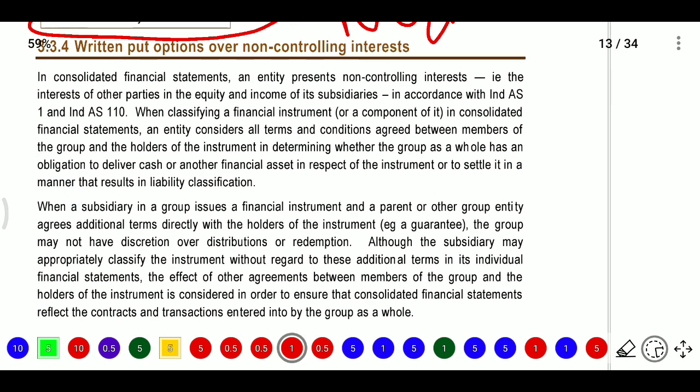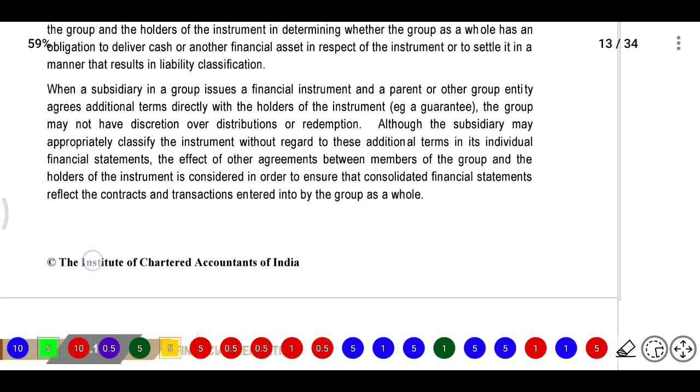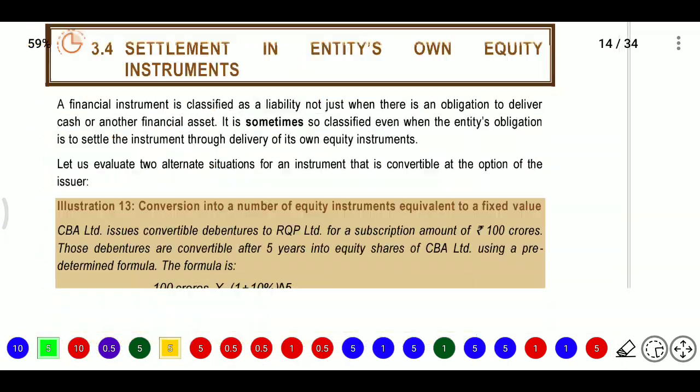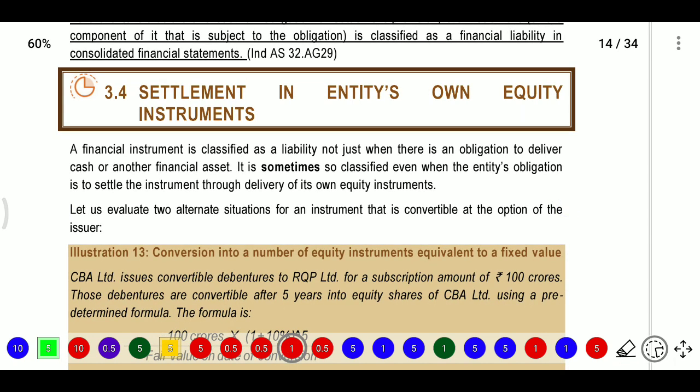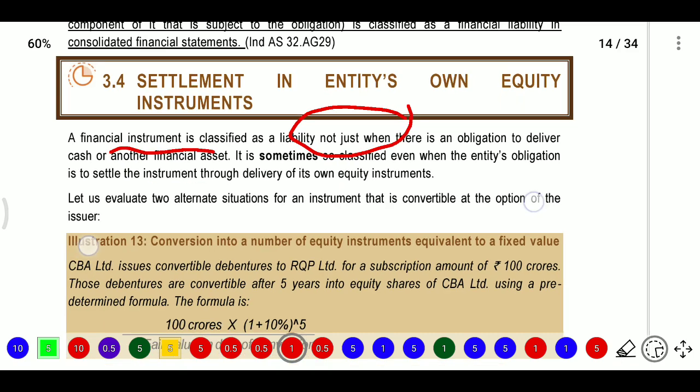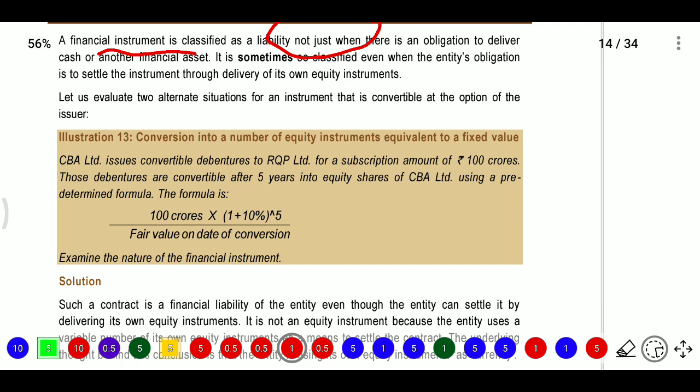So we will see, Ind AS 101 means first-time adoption of Ind AS, and Ind AS 110 means consolidated financial statements. Now, settlement in the entity's own equity instruments. Here an entity's financial instrument is classified as a liability not just where there is an obligation to deliver cash or another financial asset. Sometimes it is also classified as a liability even when the entity's obligation is to settle the instrument through delivery of its own equity instruments. For this we have two alternatives. One, we will see, is the convertible option.